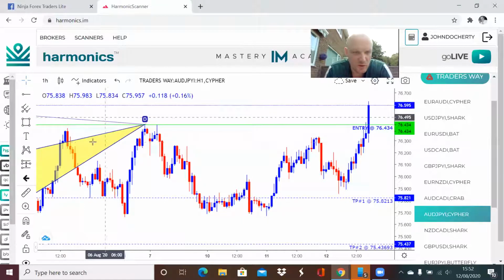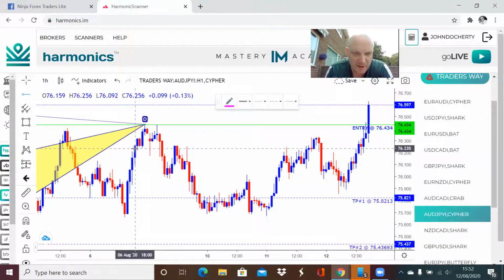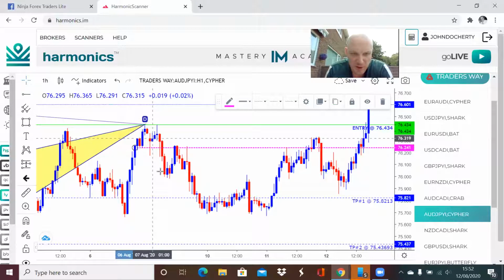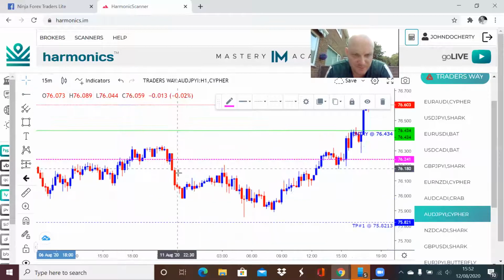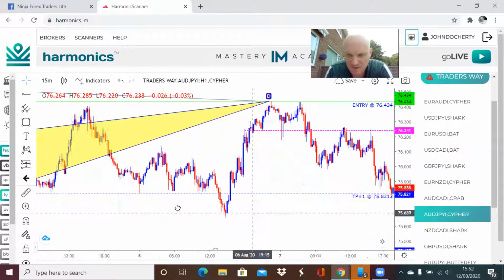Again, this has come shooting up. Let's just do what we're going to do. Let's get that horizontal ray, one candle to the left. Bang on the money on the break and retest. Go down to 15 minute. Let's just go back.